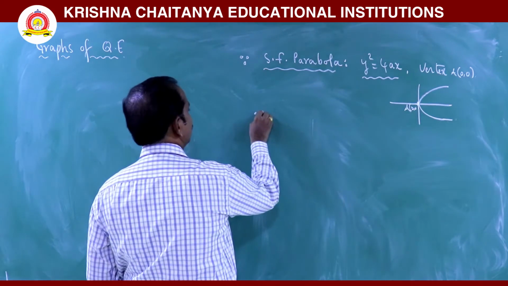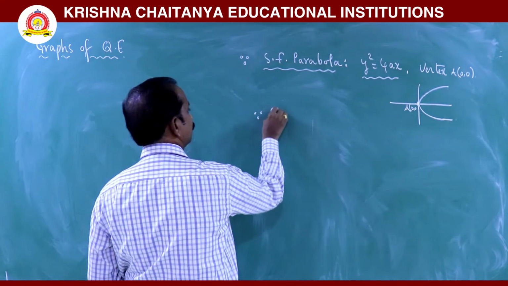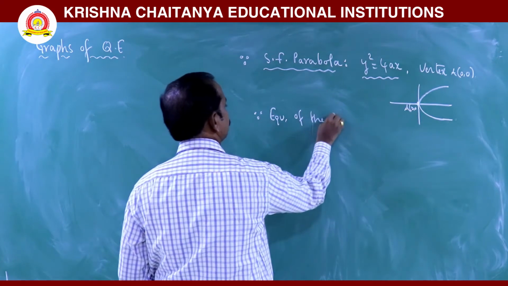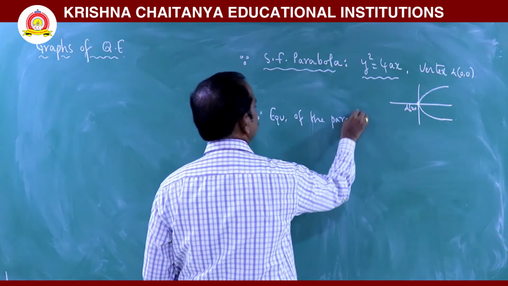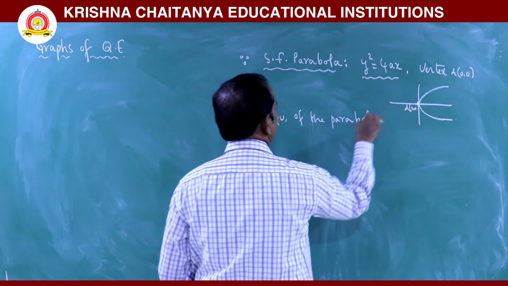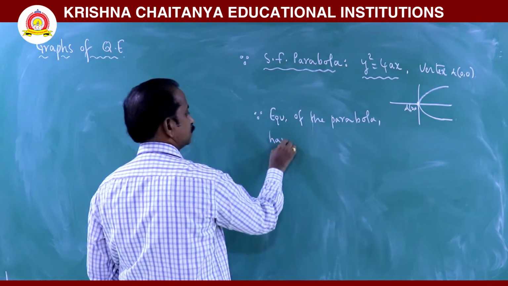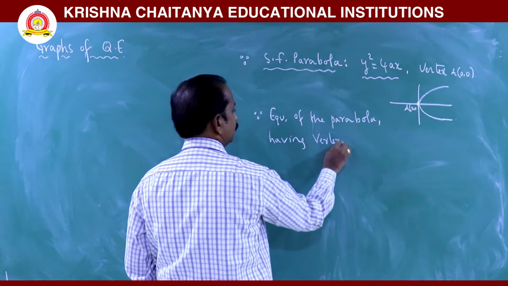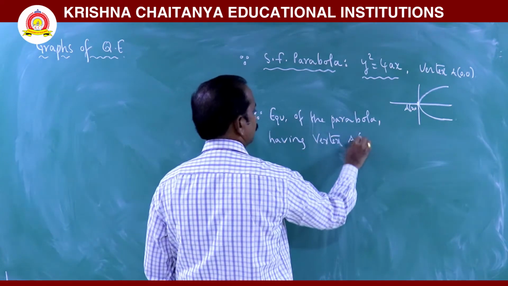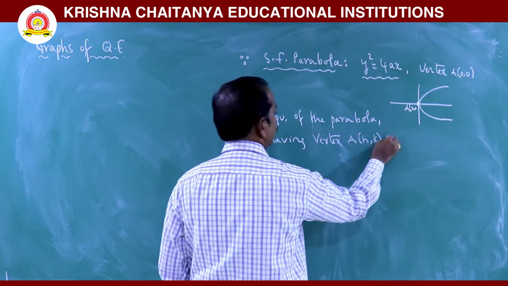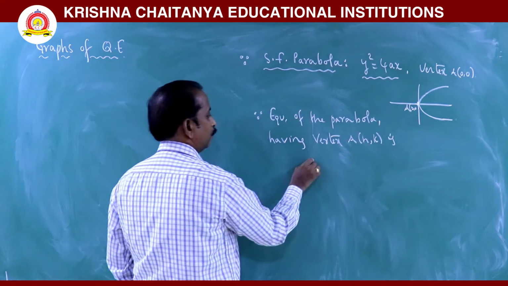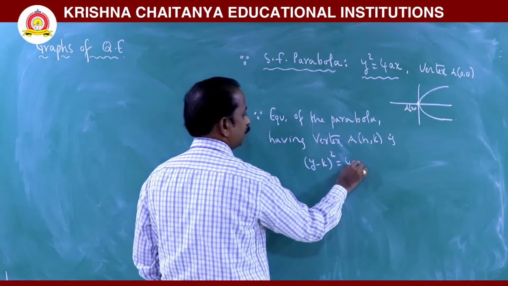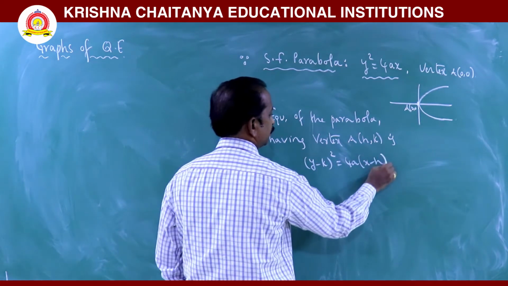Next, the equation of the parabola having vertex h comma k is y minus k whole square is equal to 4a into x minus h.